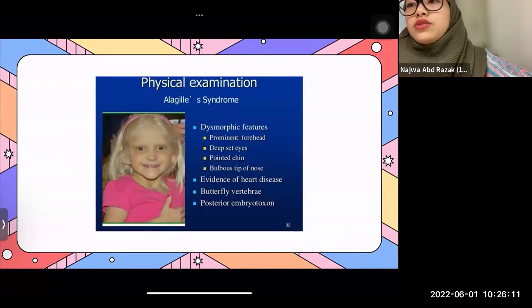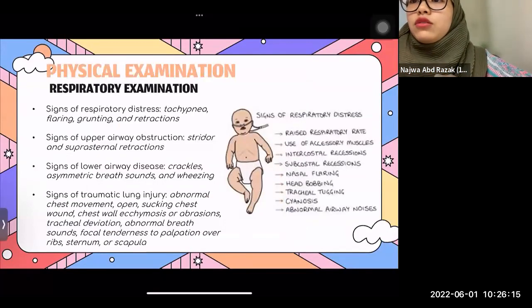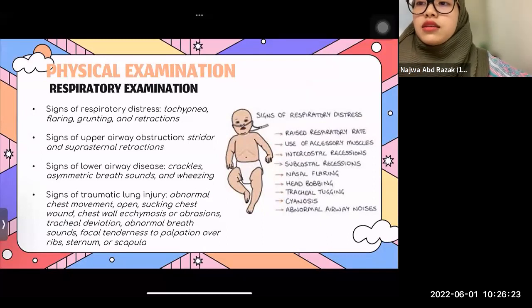Okay. So the next systemic examination that we can look for is of course respiratory examination. So we must look for signs of respiratory distress, signs of upper airway obstruction, any lower airway disease, and signs of traumatic lung injury. So it is important to look in respiratory examination.